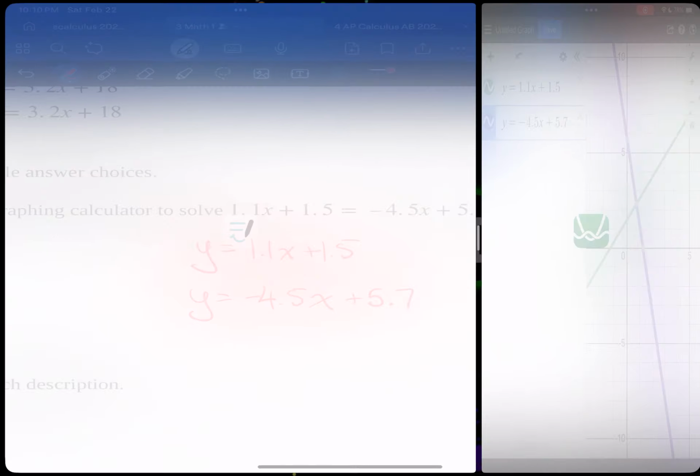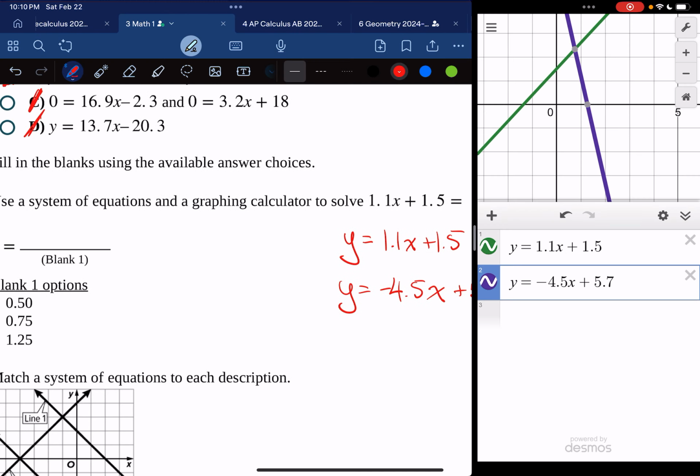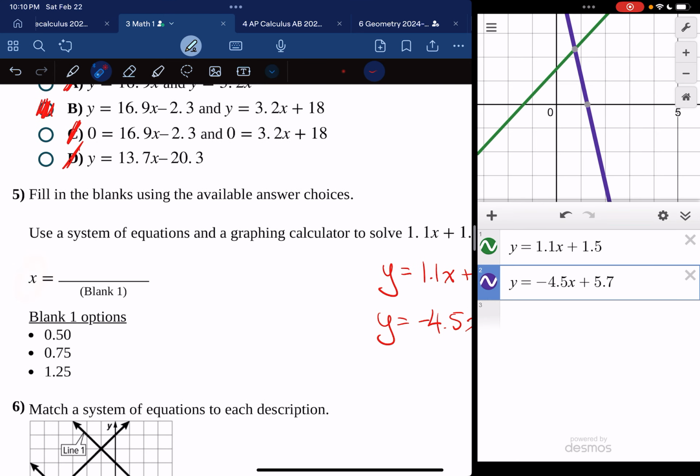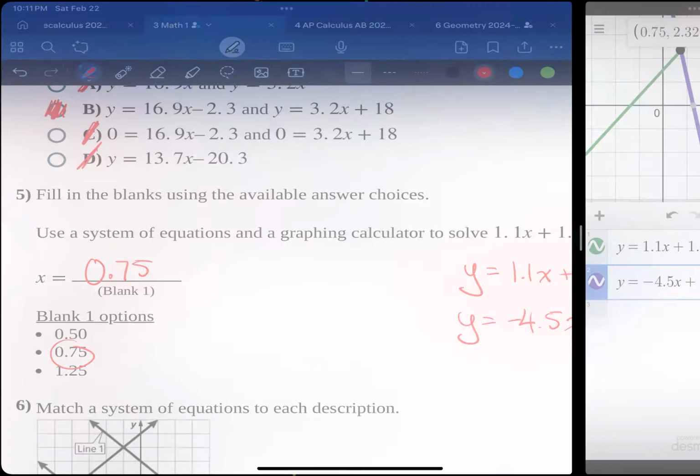Well, notice that over here on my answers, I'm looking, what is x? X is equal to what? So over here, I'm looking at the x coordinate, which is 0.75, and hey, that's one of the options. It is indeed 0.75. So you are the correct answer. 0.75 is the answer. That's how you use a graphing calculator.